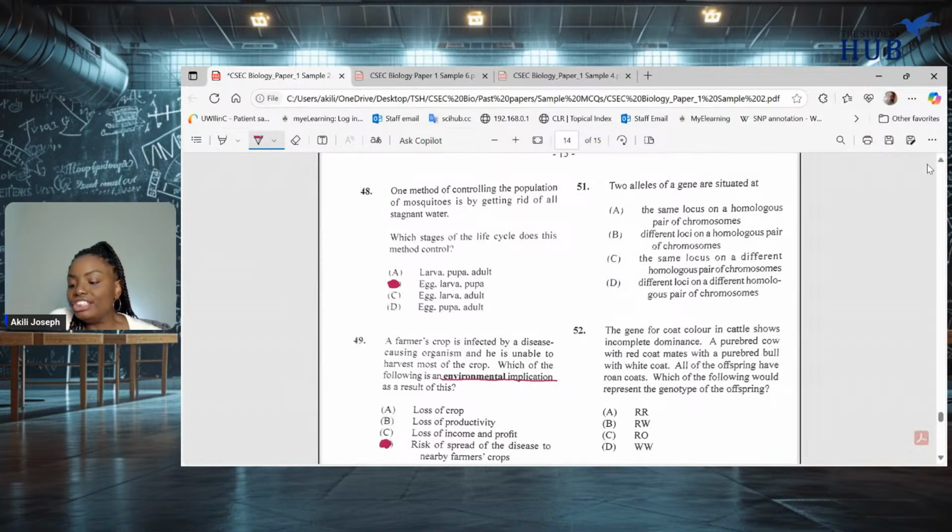Two alleles of a gene are situated at: the same locus on a homologous pair of chromosomes, different loci on a homologous pair of chromosomes, the same locus on different homologous pairs of chromosomes, or different loci on different homologous pairs of chromosomes?